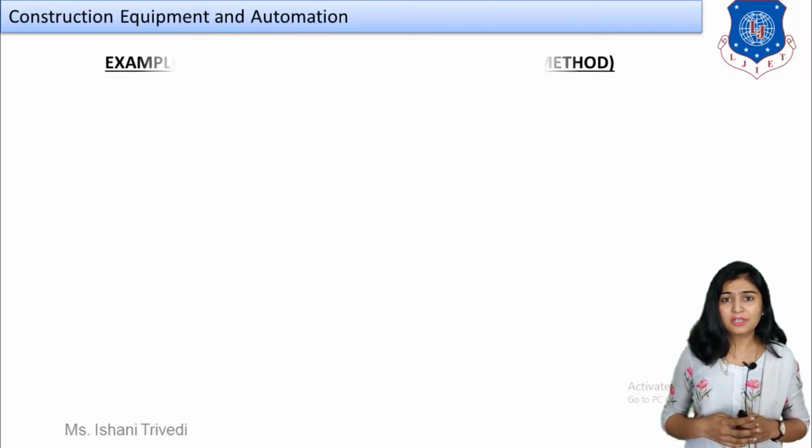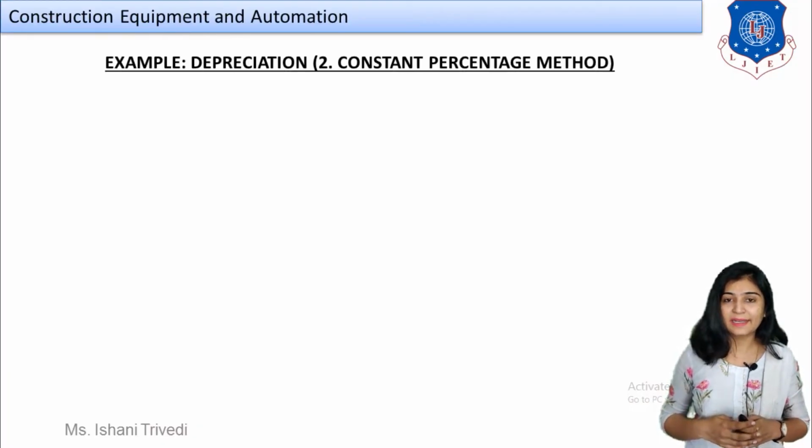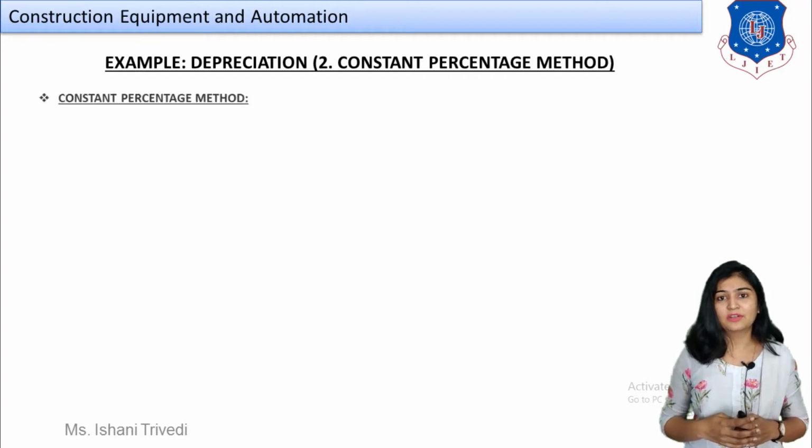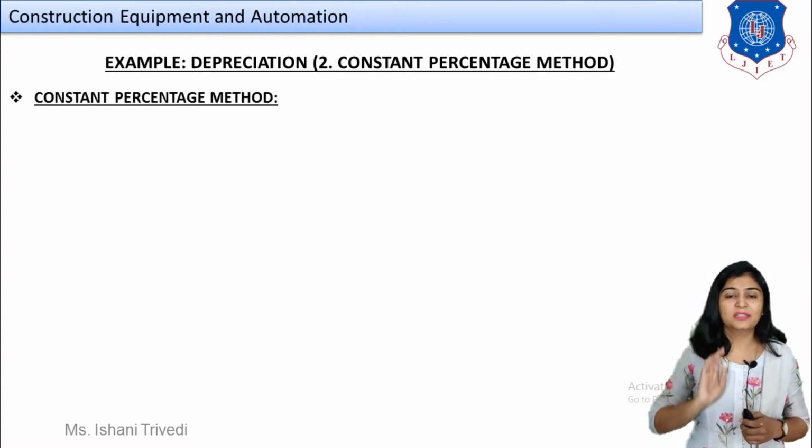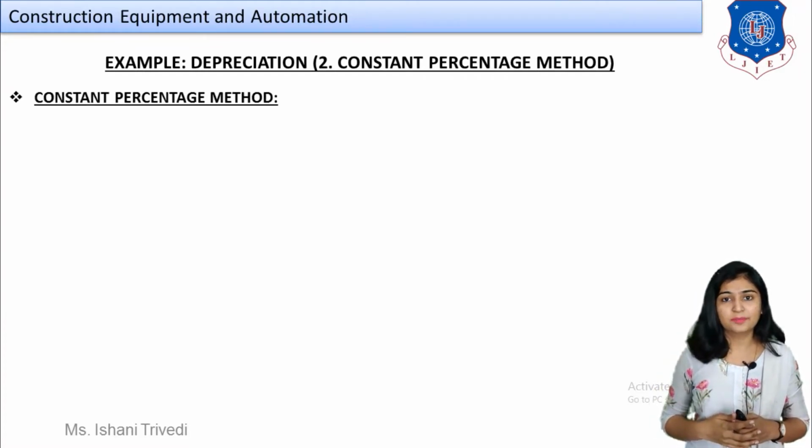Now today students, we are going to discuss the second method of calculation of depreciation, which is the constant percentage method. Mark the words again, students, this is the second method of depreciation, the first being the straight line method. The second is the constant percentage method.